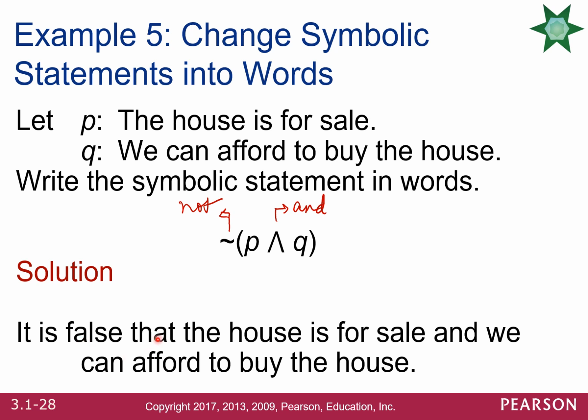It is false that the house is for sale and we can afford to buy the house. So within the brackets, it's not negated. So we write the P and Q, these two ideas, exactly as given in the definition. So the house is for sale and we can afford to buy the house. However, this negation comes at the beginning. So it is false that the house is for sale and we can afford to buy the house.